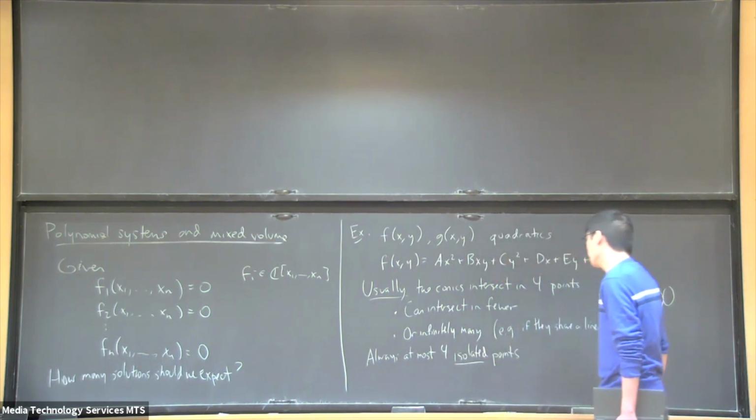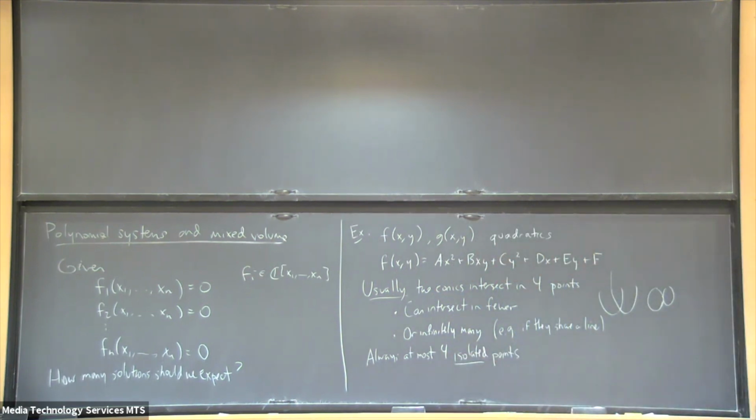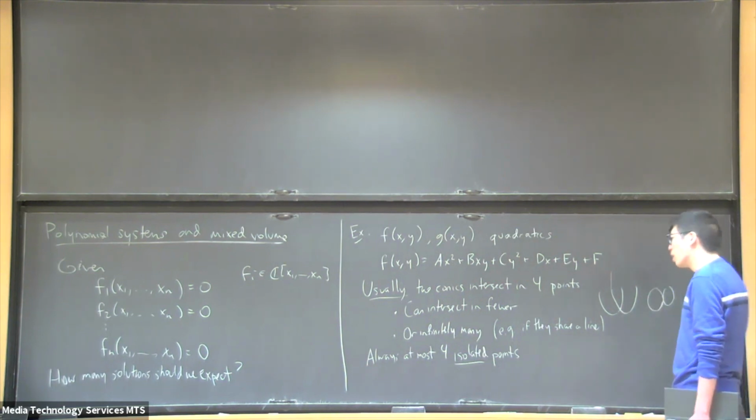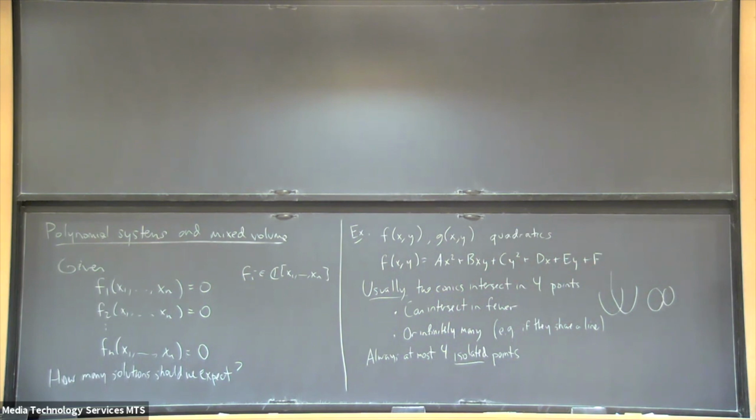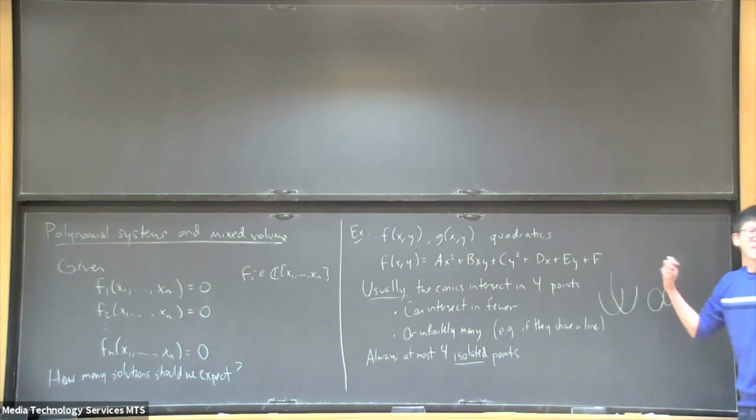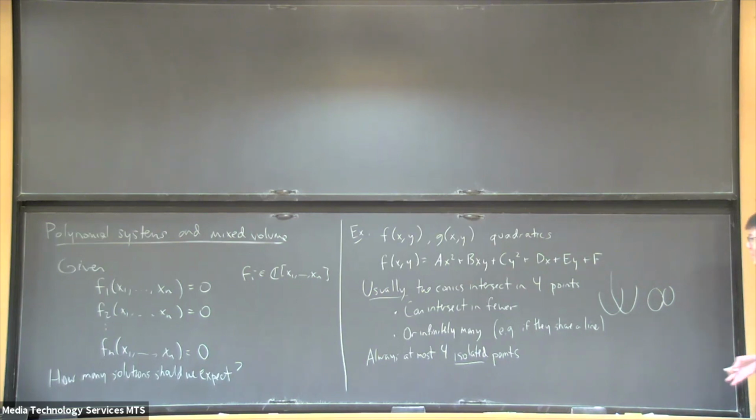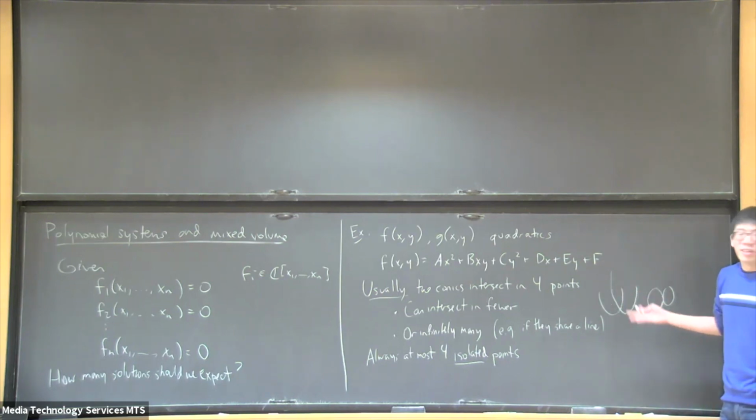So here are the isolated points again. They don't count, for instance, a line of points. And in fact, one can say a little bit more, which is that if you were just to choose the coefficients of your polynomials essentially randomly, these situations are not going to happen.